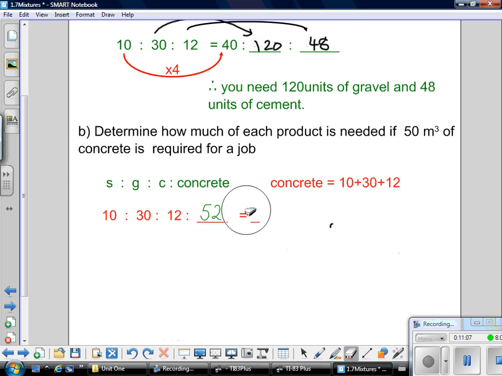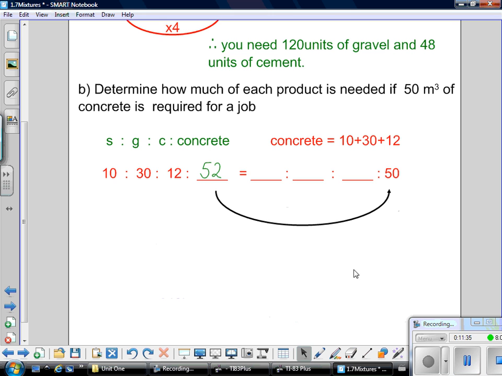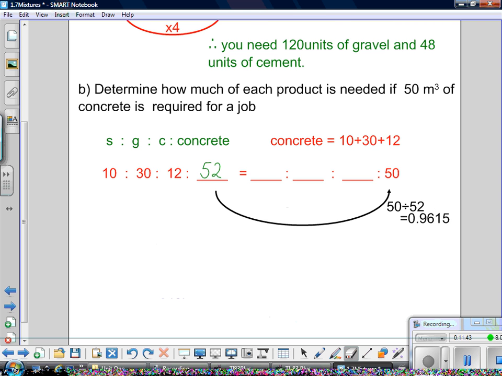Now the relationship that I want to find is I want to know how much sand, how much gravel, how much cement in order to have 50 cubic meters of concrete. So I need to find the relationship between the 50 and the 52. So what do I multiply 52 by to get 50? Well, obviously it should be less than 1, so we can calculate that. We do 50 divided by 52, and we get this answer. So you just type 50 divided by 52, and you'll get that.